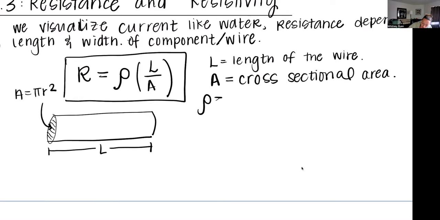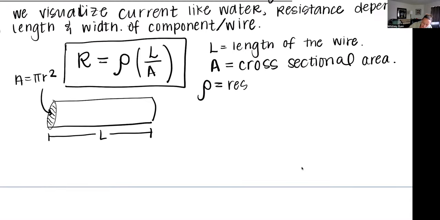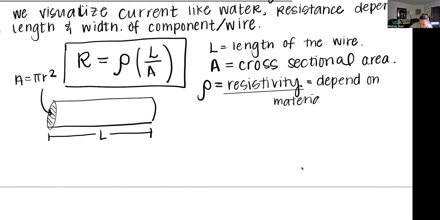All right, so then let's bring this rho back. This rho is defined as the resistivity. This is going to depend on the material. The units of resistivity are ohms times meters, because that's what it needs to be in order to cancel out and get ohms. It depends on the material, so it basically tells you the property of the material, how much resistance it has, given the length. Okay, ohms per meter. Great.